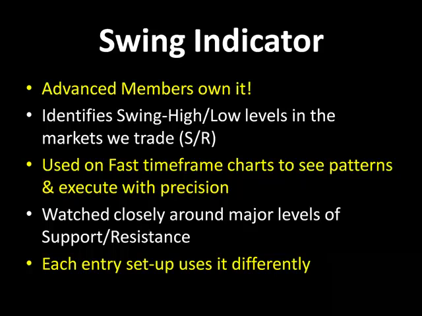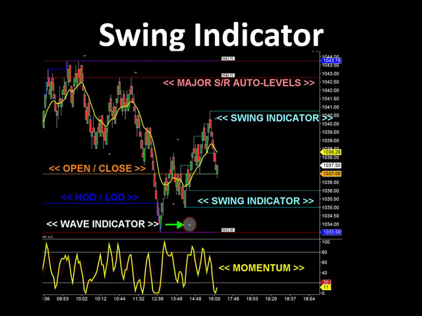Okay, so I'm going to use the swing indicator on my faster time frame, whereas most of the other indicators will be used on other time frames. But the swing indicator on the fast time frame, so I can see price patterns, and of course I can execute with precision. Now I'm going to watch the swing indicator around major levels of support and resistance. So we watch this closely around those red lines that are made on my auto levels indicator. And of course each entry setup uses this indicator differently. Let's look at what it looks like first of all on your charts.